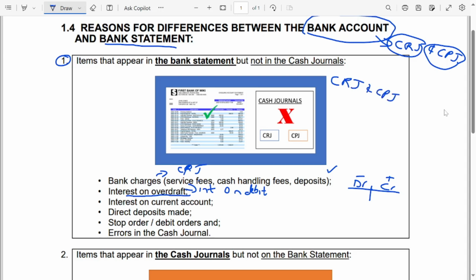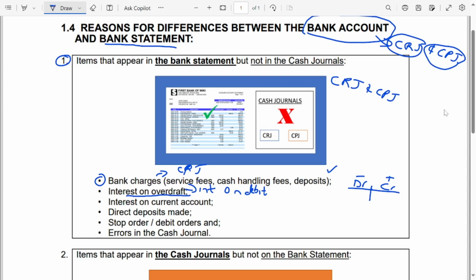What are those items? The first one is bank charges. It is where the bank is charging us for using their bank. Okay, so they are charging us. So this one, it must be recorded where? In the CPJ.